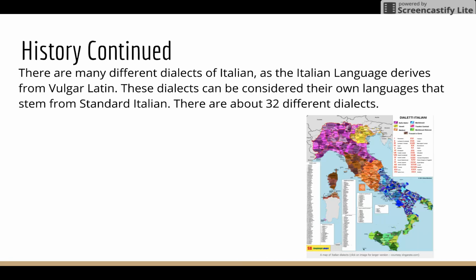So there are many different dialects of Italian, as the Italian language derives from Vulgar Latin. So these dialects can tend to be considered their own languages that stem from Standard Italian, and there are about 32 different known dialects. And on the right of the screen is a picture of just some different dialects that are broken up. We see that there are main colors there, but there are more dialects integrated within those sections.